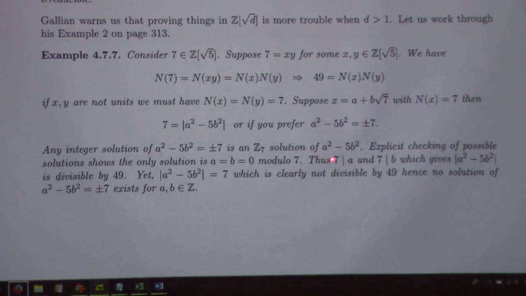Consequently, 7 divides a, 7 divides b, which means that a squared minus 5b squared is divisible by 49, right? Because 49 divides a squared, 49 divides b squared, so it divides the difference of these two things. Yet, a squared minus 5b squared is equal to 7, which is not divisible by 49, so no solution. Okay.